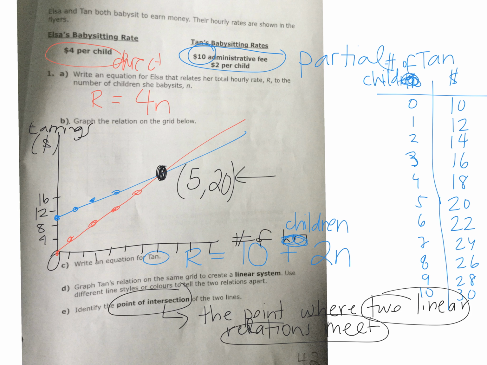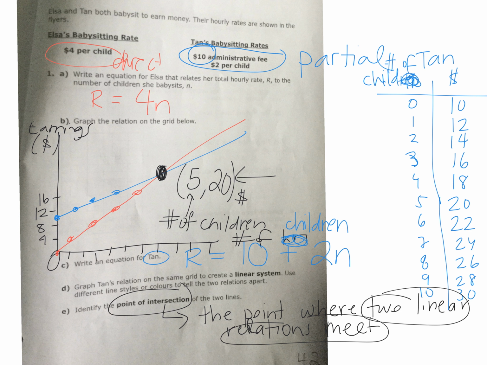5, 20. What does 5 represent? Number of children. And what does 20 represent? The earnings. So what does the point of intersection mean? This is the most important thing of the lesson, pay attention please. As soon as they get to 5 children, they both earn the same amount. But what happens when they babysit more than 5 children? Who makes more money? The red one.